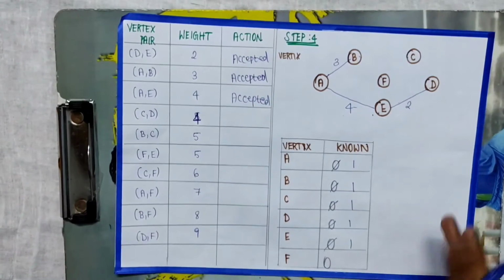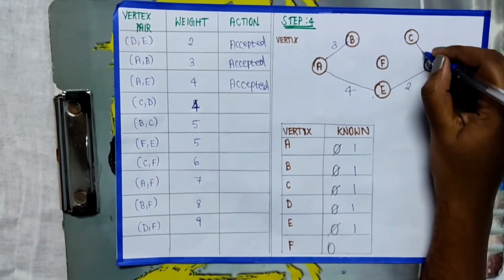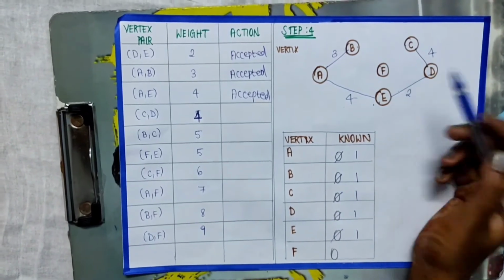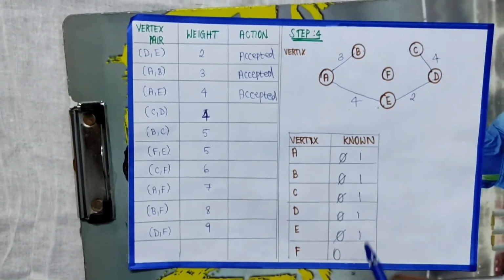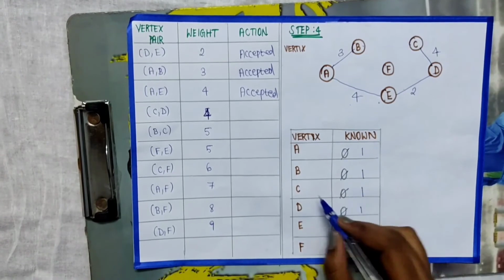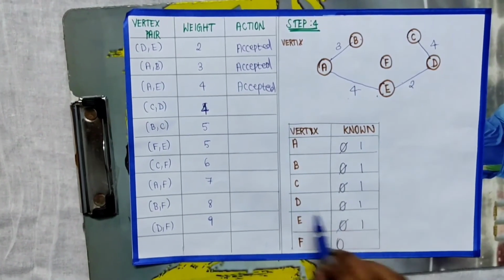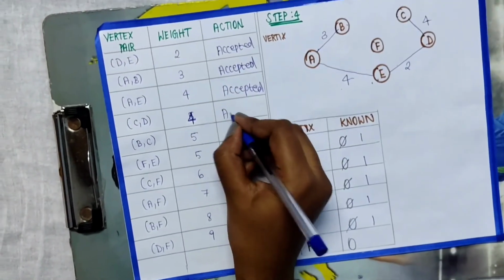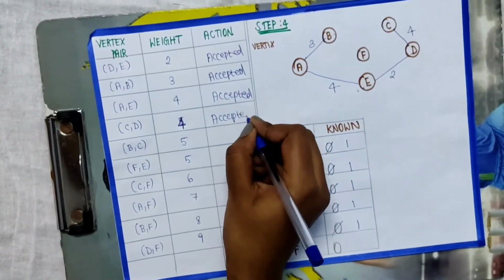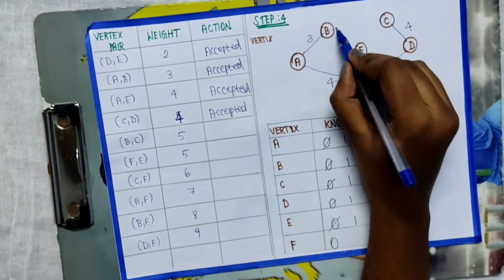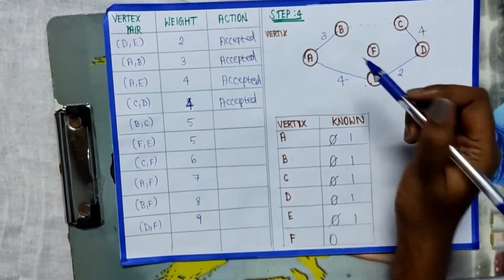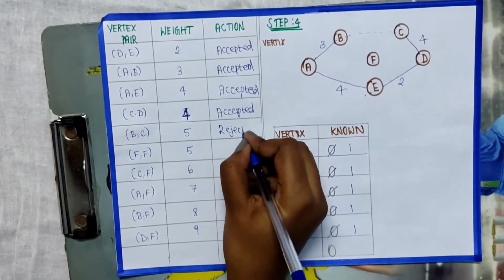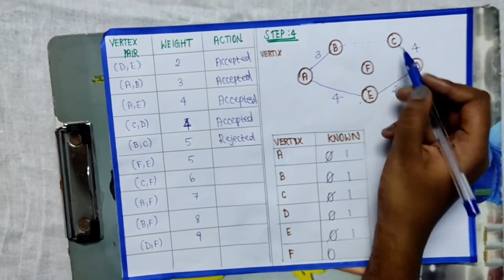Then C, D. So C, D, it does not form, I can write the value as weight 4. It does not form any cyclic position. So meanwhile you can change the known values. Already the known value of C is changed into 1 and the D value is also changed into 1. So you can write here as accepted. Then B, C. If I draw a line in B, C, it forms a cyclic loop. So you are going to write rejected because it forms a cyclic loop.